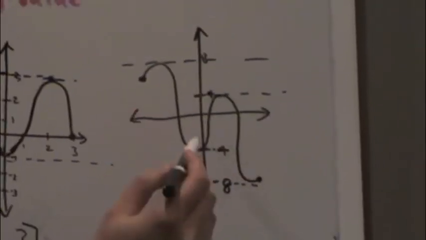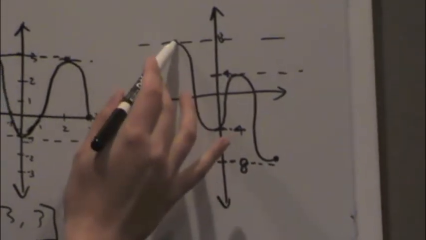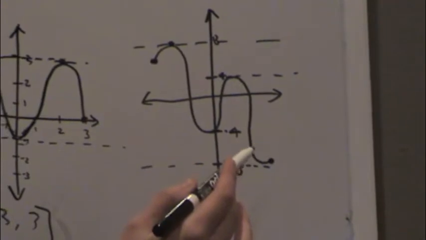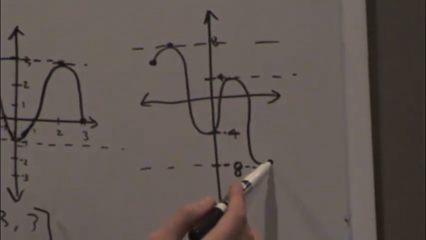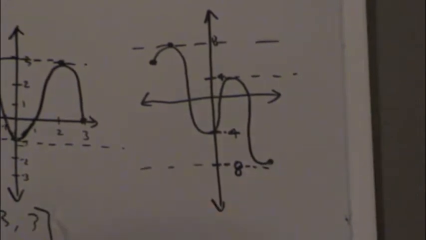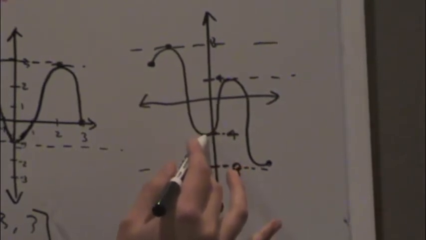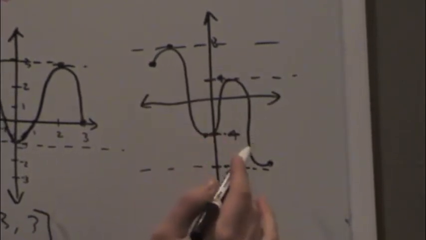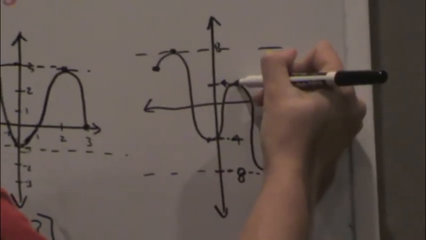On this interval, we see that we have an absolute maximum at y equals 8. We have an absolute minimum at y equals -8. And then we have a relative minimum at x equals -4, and we have a relative maximum at y equals 4.